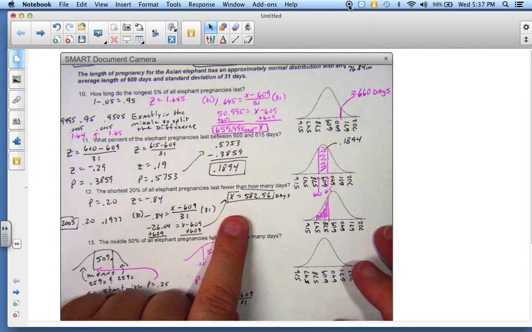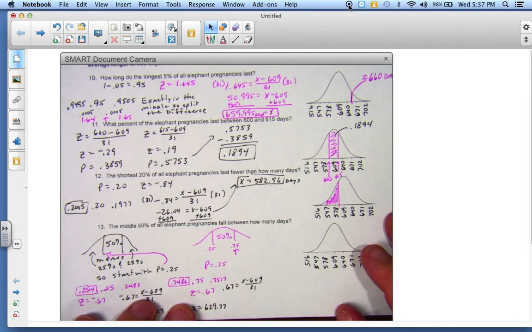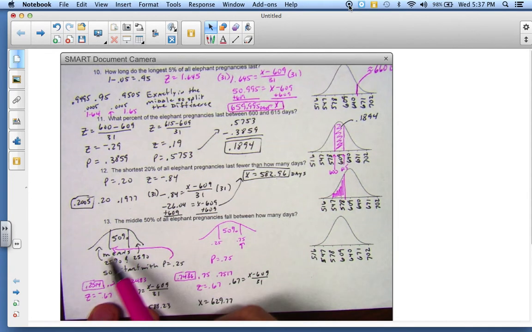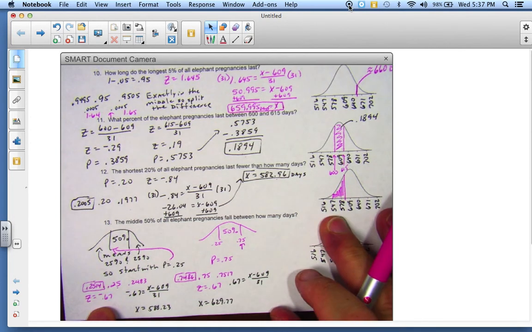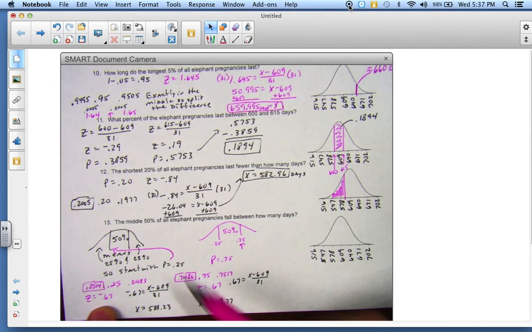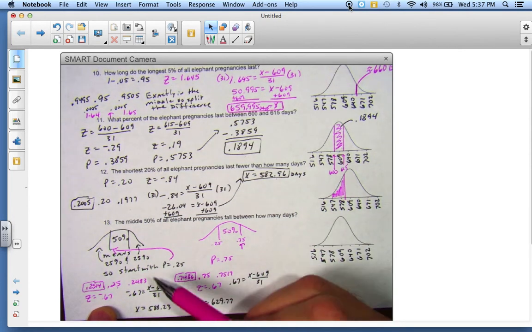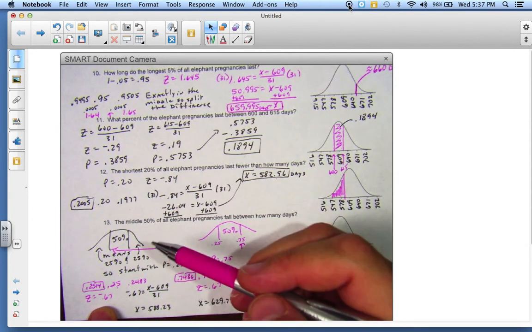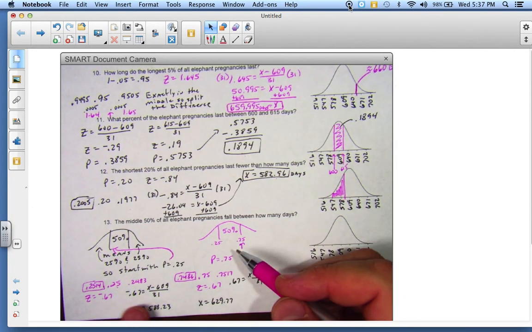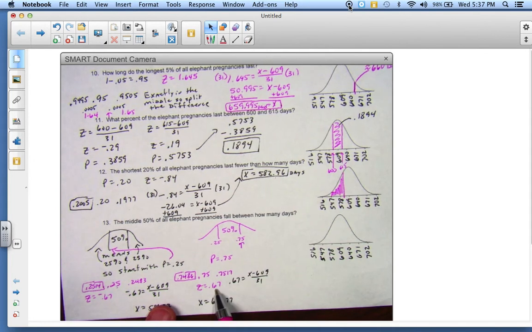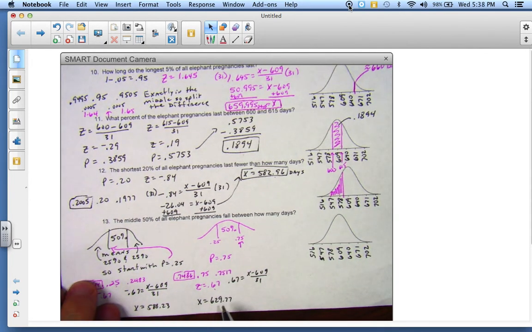And then finally, I want the middle 50%. That means 25% is going to be to the left, 25% is going to be to the right. So I found the area of 0.25. That means that's a z-score of -0.67. If I have an area of 0.75, that's going to give me a z-score of +0.67. I then found my x's by plugging them into the formula.